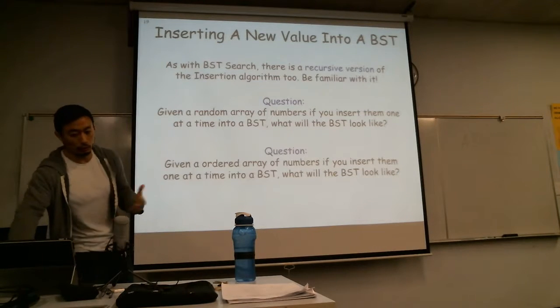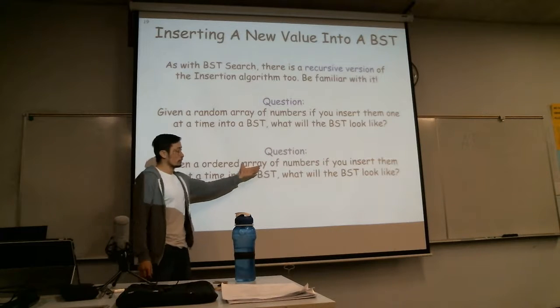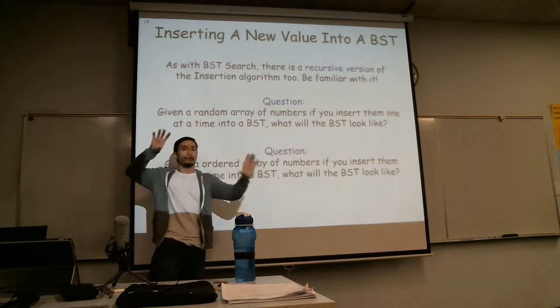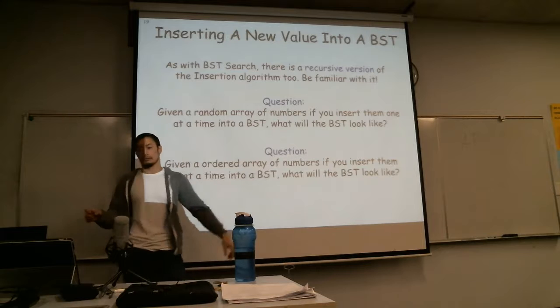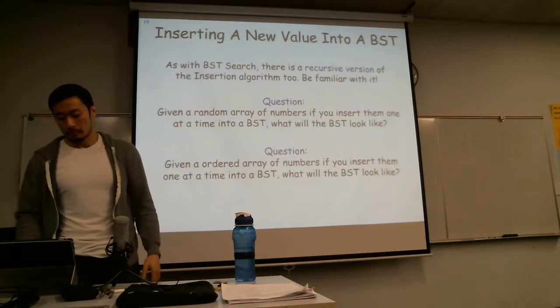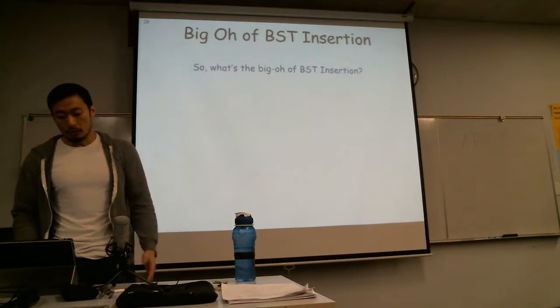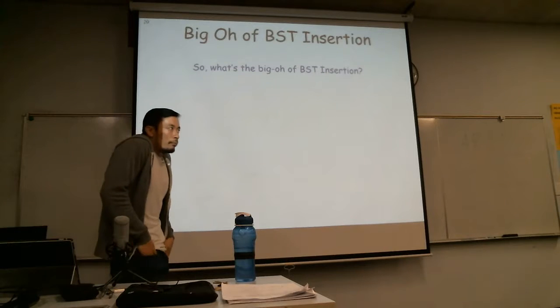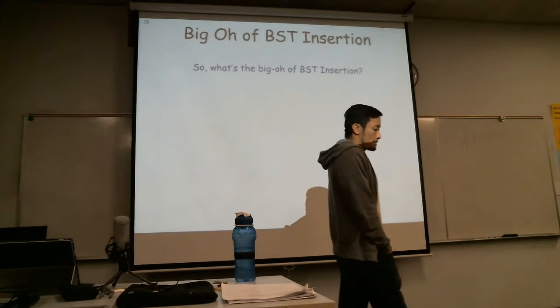And the other case is, if they're completely ordered, we'll get something that looks like a straight line, either to the left or to the right. Okay, so what's the big O of insertion for a binary search tree?